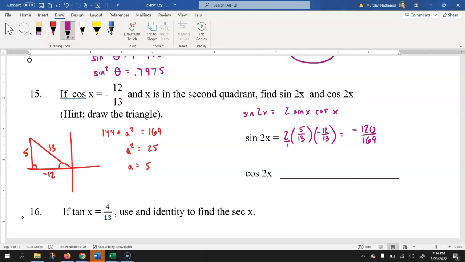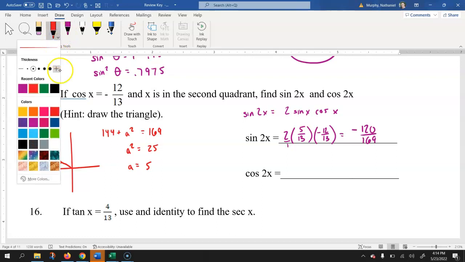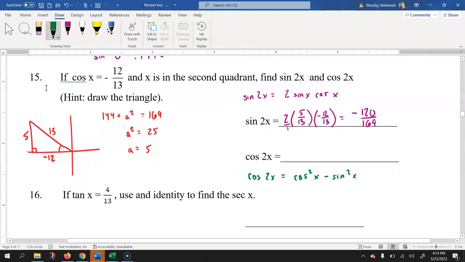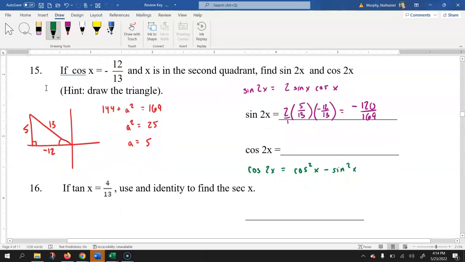Now the cosine of 2x, that's a little different. Cosine of 2x, remember the formula for that, that's our double angle formula. That's cosine squared x minus sine squared of x. So now let's take again what we know. We know the cosine is the negative 12/13, so we're going to square that.